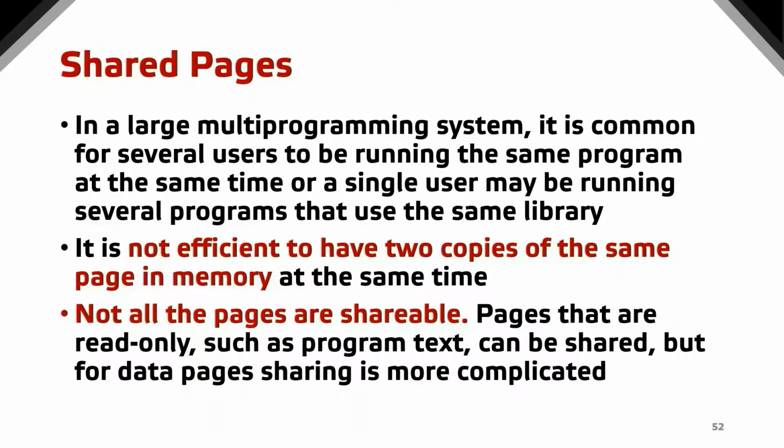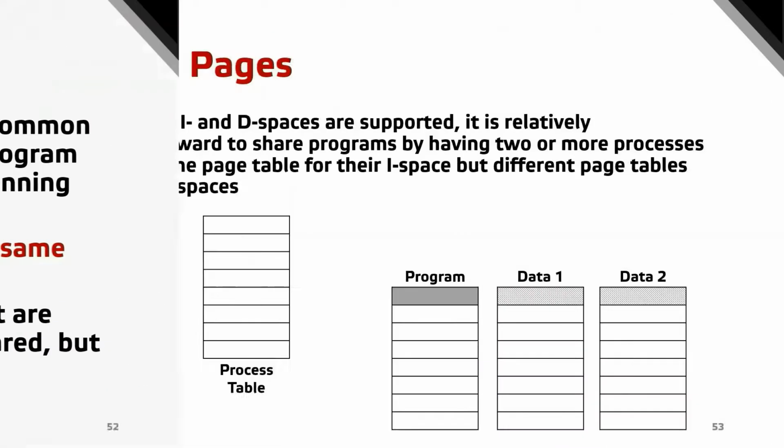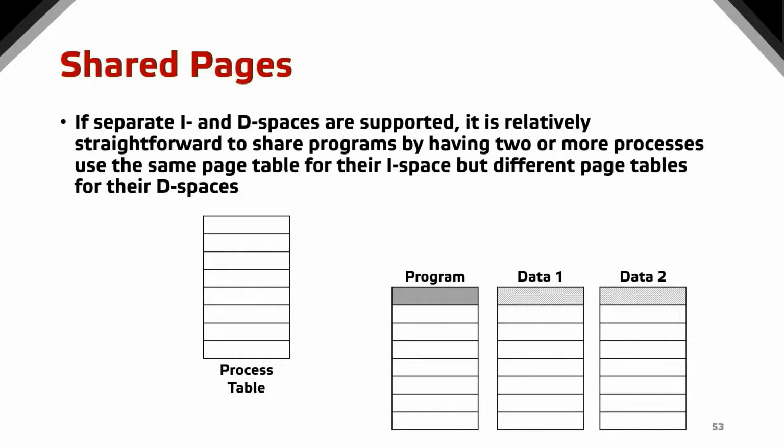Well, you may already understand why we've talked about separate spaces previously. It is relatively straightforward to share programs by having two or more processes use the same page table for their I space, but different page tables for the D spaces. As you can see in the slide, our process table entries point to the same instruction space, but to different data.